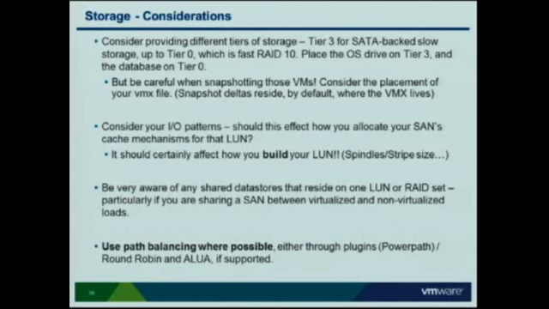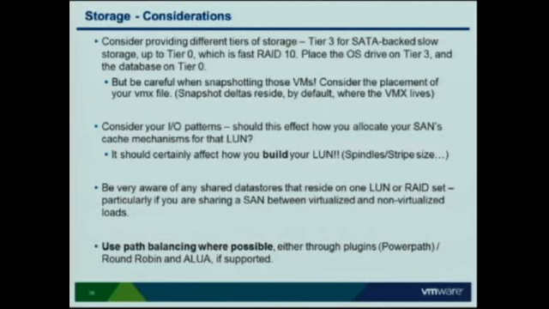I'd also consider your I/O patterns. Should this I/O pattern affect how you allocate your SAN's cache mechanisms for that particular LUN? Do you want to balance it more towards write? Do you want to balance it more towards read? Do you want an even balance? How do you want to manage that? In all cases, it should most certainly affect how you build out your LUN. So how many spindles you have. Do you want to get more spindles to handle more IOPS? Do you want to change the stripe size because it might make sense for the character of IOs that you're putting down the path?